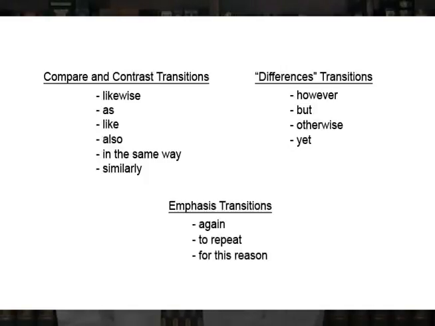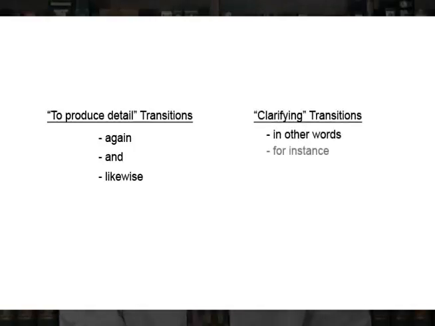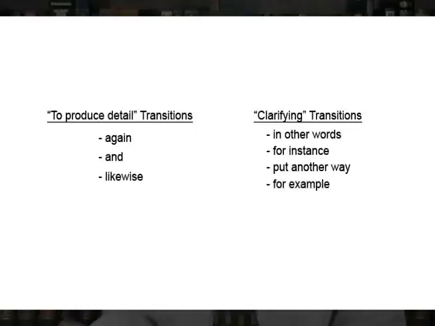Okay? They're all written down here. What I would do is highlight some of these, remember some of these, and use them in your essay to connect ideas together. It goes on to summarize, to provide more detail, again, and, likewise, etc., and to clarify ideas: in other words, for instance, put in other ways, for example, etc. Again, some of these transitional words and phrases lend themselves better to certain arrangements: chronological arrangements, classification arrangements, inductive, deductive reasoning, etc.